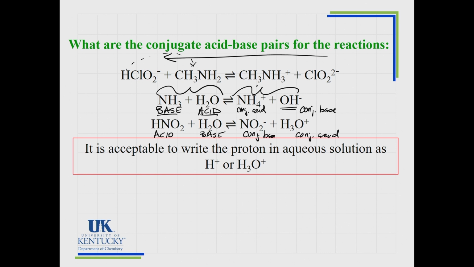Now I am seeing H3O+ written here, and this is an important thing to note, because if you look at websites and textbooks, you're going to see that sometimes the H3O+ is written and sometimes it is not. That third reaction, I wrote as an acid-base reaction where the proton is swapped between the acid and the base. Sometimes you will see this reaction written this way, where it's just breaking apart into ions. The HNO2 in water does this. So this fits the Bronsted-Lowry acid-base definition, but it also fits the Arrhenius definition.